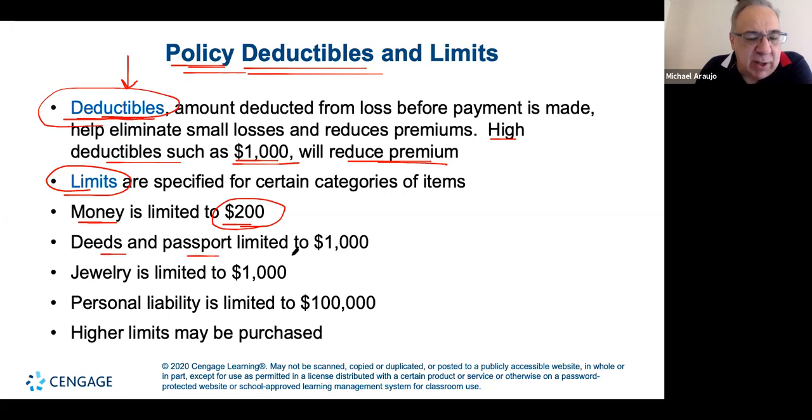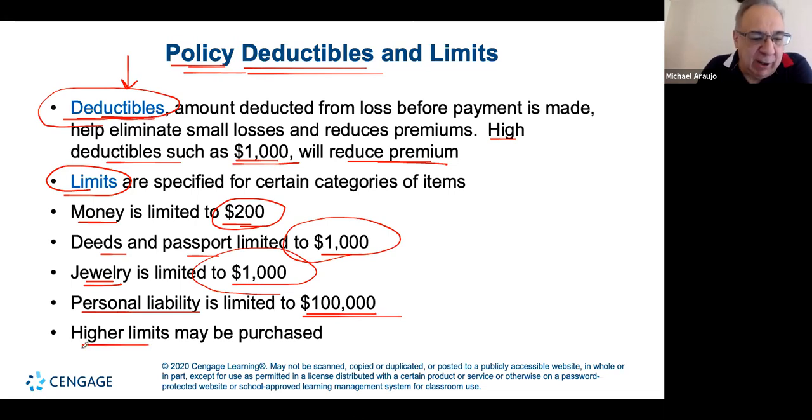Deeds, passports, and other types of valuables like this are only covered up to $1,000. If you have special jewelry, it's only covered up to $1,000. If you want coverage for very specific items, you'll need a rider, a special policy for that. Usually, liability is limited on policies to $100,000, which is why an umbrella policy is often needed. Okay. There might be some higher limits possible on all of these, but you're going to pay for those.